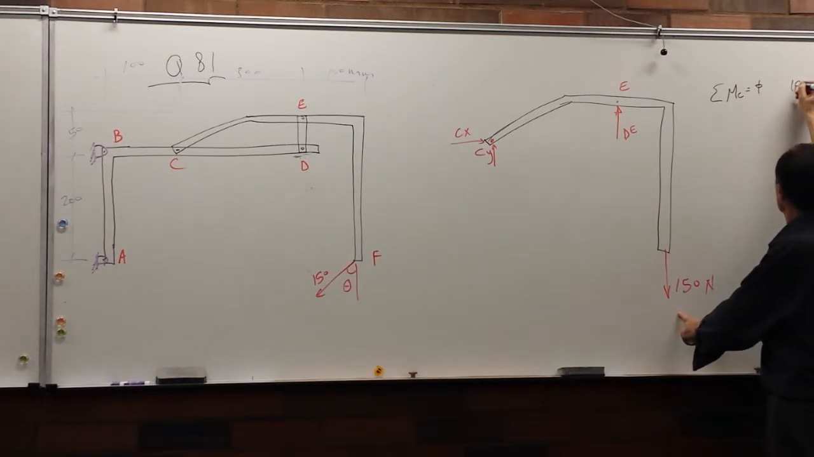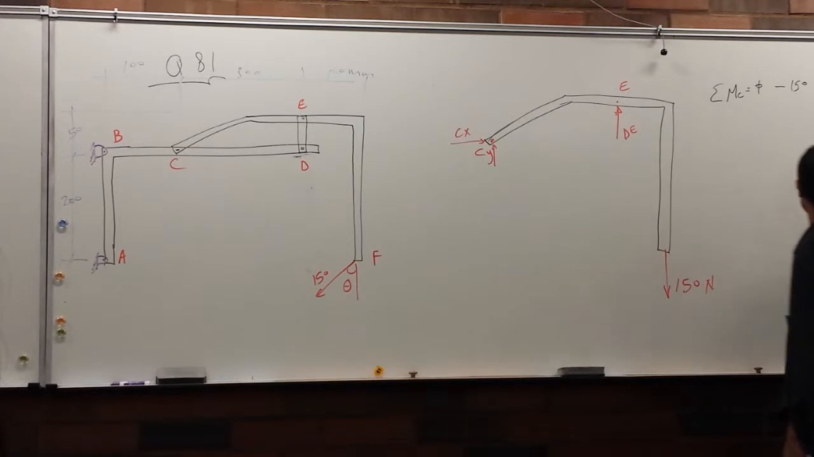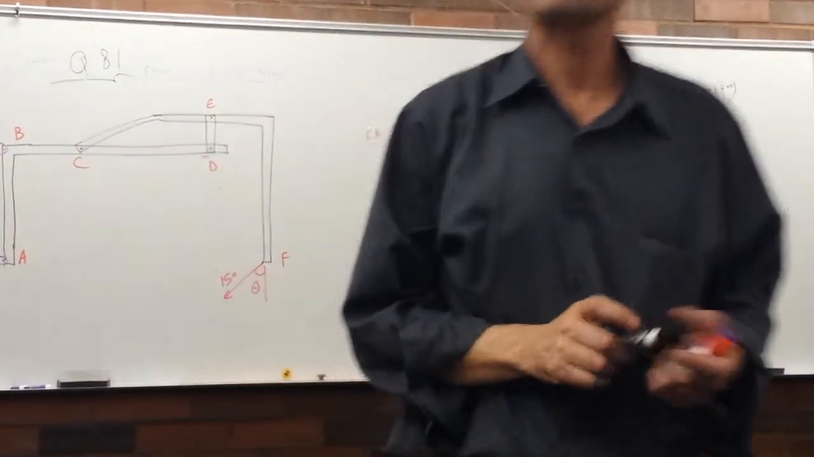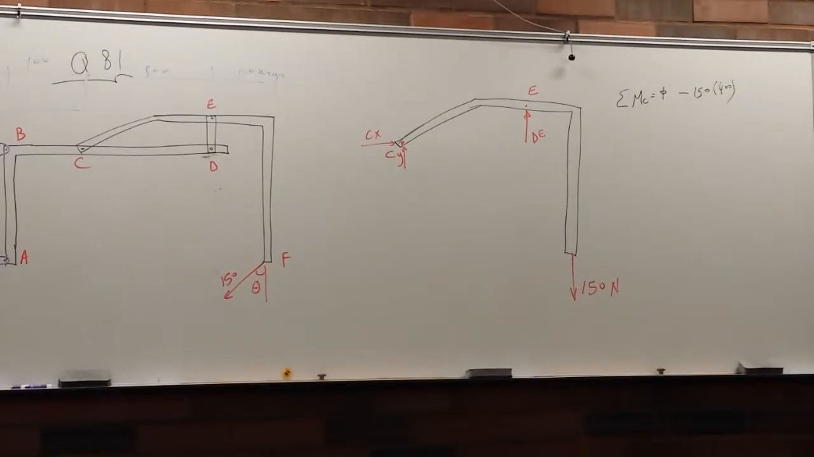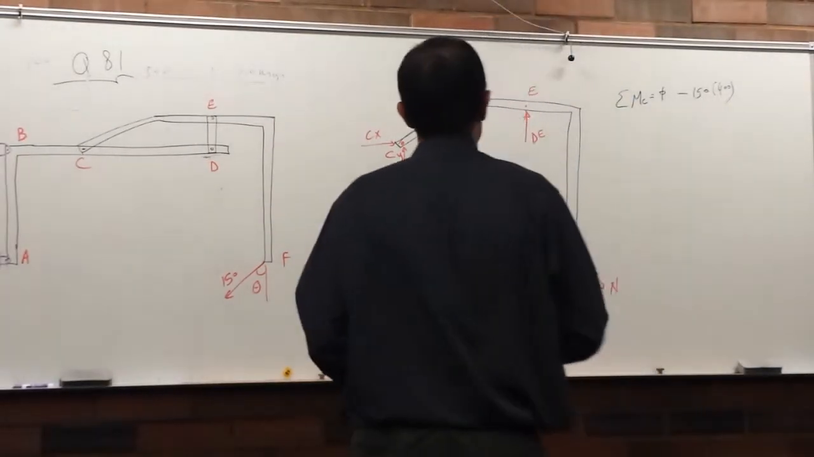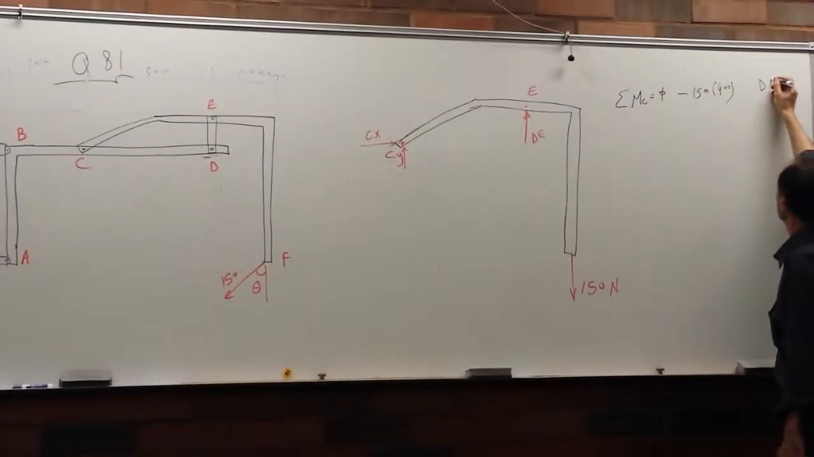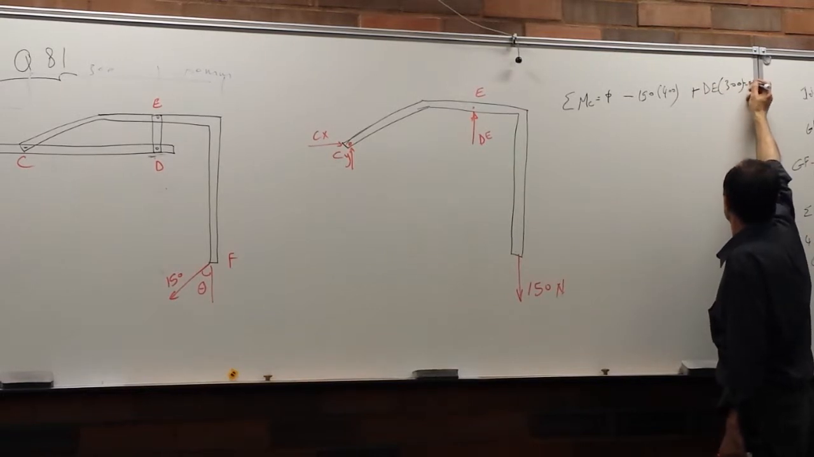I have 150 negative times this distance, 400. Excuse me? Yes. How is the 150 newtons facing straight down? Because it says when theta equals 0. Oh, I'm sorry. If you read the question in the book, that's why I asked you guys to bring your book with you. Oh, okay. Sum of the moment, DE times 300 is positive, equals 0.